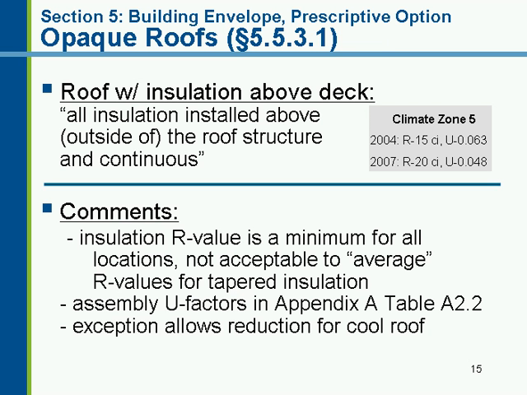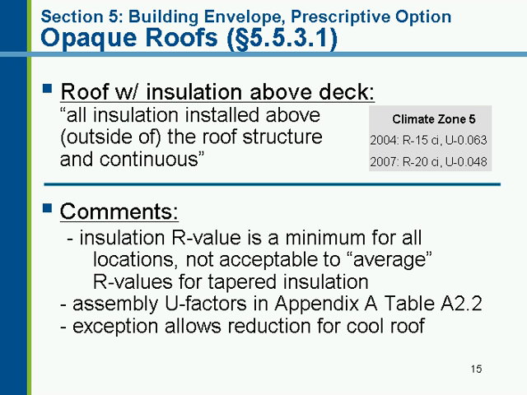Now let's start looking at the specifics. Okay, the first category for the opaque assemblies is roof with insulation above deck. We're taking the definition here from Chapter 3. First of all, it's all insulation installed above, outside of the roof structure, and continuous. So this does not apply to any assembly that has insulation inside. All the insulation must be outside the roof deck, and it's installed in a continuous manner.